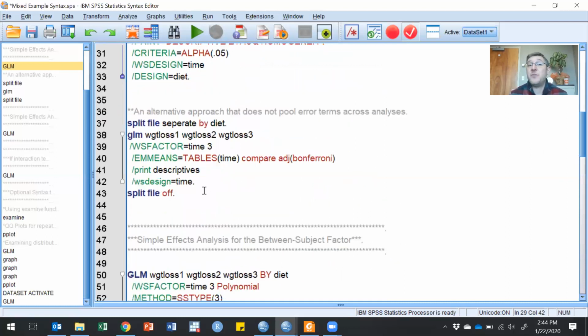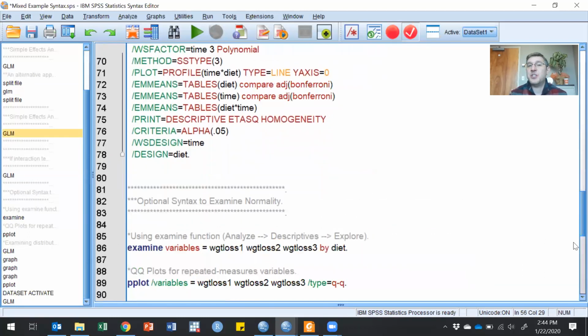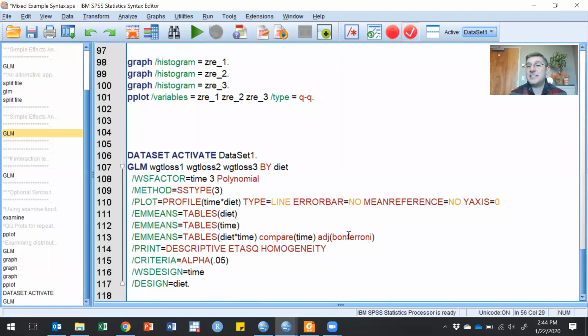Here's an alternative way you can do that where it doesn't pull the error term across analyses. And here's a simple effects analysis for the between-subject factor. You're basically putting the between-subject factor in the compare box too. Yours is going to come out like this, and then depending on which one we wanted, you could add it here.